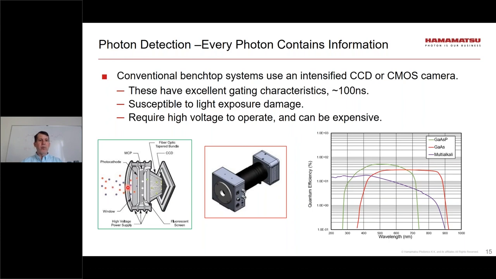So the incoming photons are converted into photoelectrons by a photocathode material. And there's a couple of different materials shown on the right here that are typical. And then the microchannel plates amplify those photoelectrons, and that's where the high voltage power supply comes in. And in the center here, we can see what a typical intensified CCD or CMOS camera might look like.